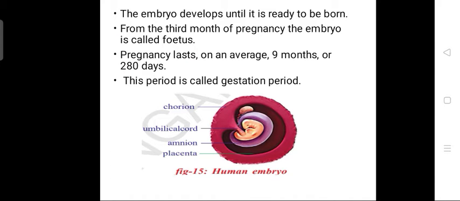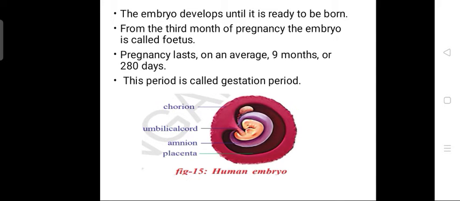So today we are going to learn about the embryo, how the development of the embryo takes place, and the childbirth. The embryo develops until it is ready to be born. From the third month of pregnancy, the embryo is called a fetus. As we discussed, the pregnancy period is called the gestation period, and this period is around 9 months or 280 days. So this is the structure of the human embryo.